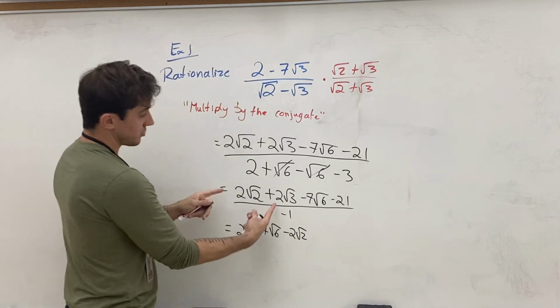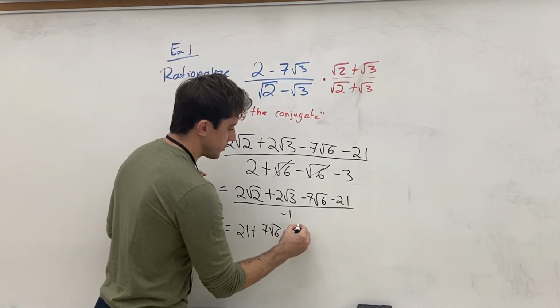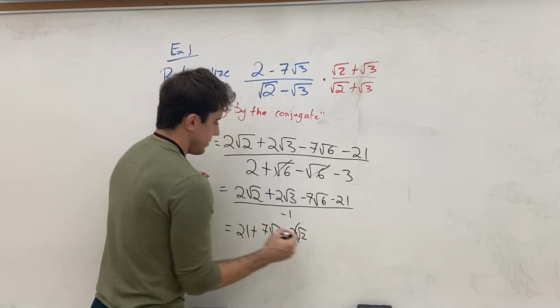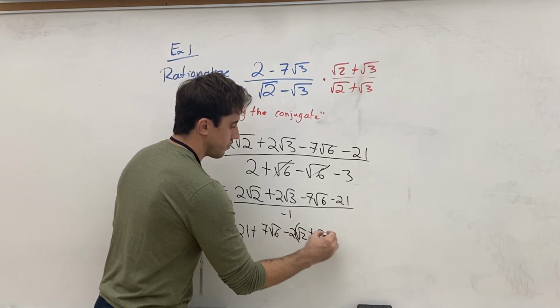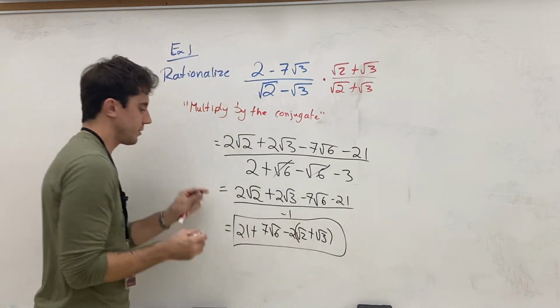And we could even factor a 2, since both of these terms have 2 in front of them. We could factor 2 and have minus 2 times root 2 plus root 3. And this would be our simplified expression.